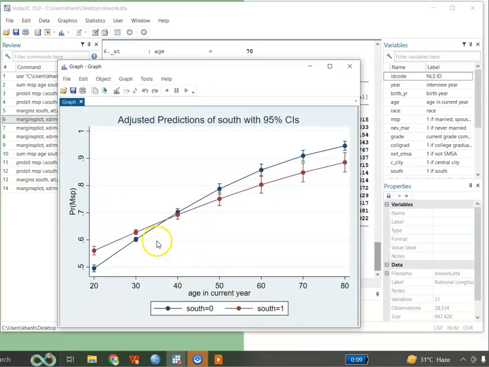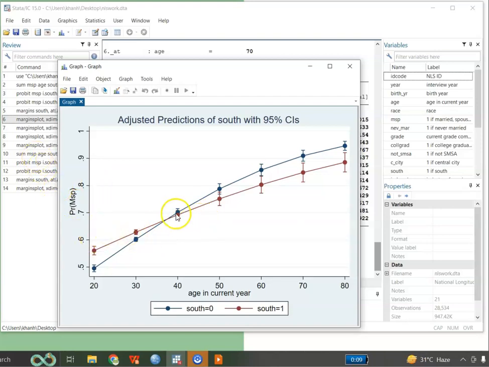So this is the plot of the adjusted predictions of south with 95% confidence interval. Along the y-axis we are measuring probabilities of someone being married and living with spouse, and below here we are measuring age groups from 20 through 80 with an interval of 10. In the legend, the blue one is for someone living in the south, and the red one is for someone not living in the south.